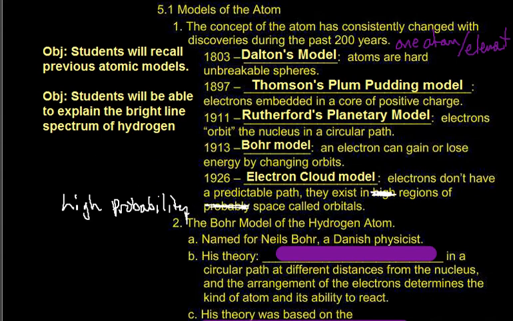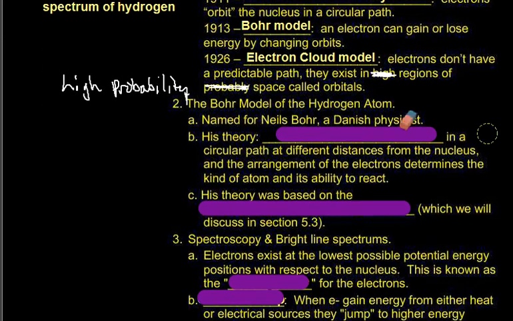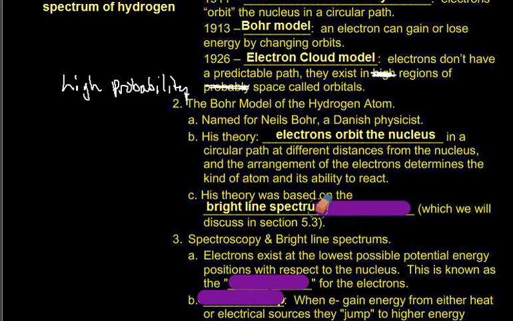Okay, so we need to go back and we need to discuss the Bohr model of the hydrogen atom. It was named for Niels Bohr, who was a Danish physicist, and his theory is that electrons orbit the nucleus in a circular path at different distances from the nucleus. And the arrangements of the electrons determine the kind of atom and its ability to react. And his theory was based on the bright-line spectrum of hydrogen, which we will discuss in section 5.3. And we'll get more into that in a minute.